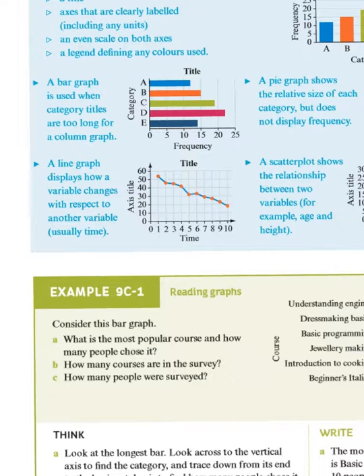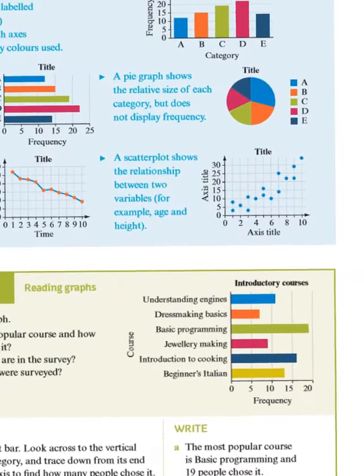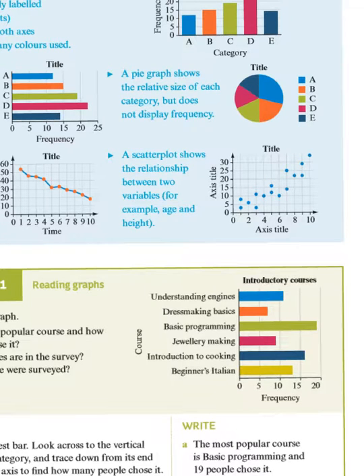What is the most popular course and how many people chose it? How many courses are there in the survey? How many people were surveyed? Let's just look at the graph itself. Introductory courses and the frequency. Understanding engines, dressmaking basics, basic programming, jewelry making, introduction to cooking, and beginner's Italian, and these are obviously the courses. That's why they've done it in this kind of graph, because they couldn't fit all these words in if it was switched the other way around.